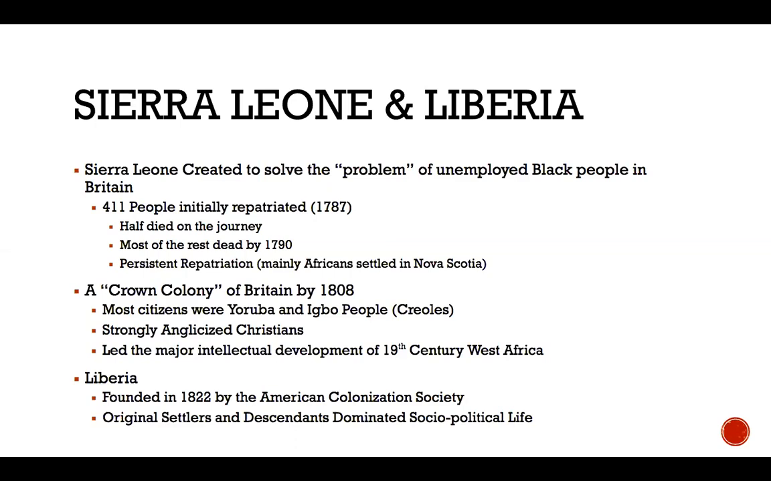But it was an ill-fated journey. Half of them died on the trip, and most of them were dead by 1790 due to illness and conflict with some of the local inhabitants, right? However, the British communities continued to push for this, and by 1792, a further 1,200 Black people were convinced to go settle in Sierra Leone, followed by 500 more in 1795, and some of these were actually the Jamaican Maroons we spoke about earlier.